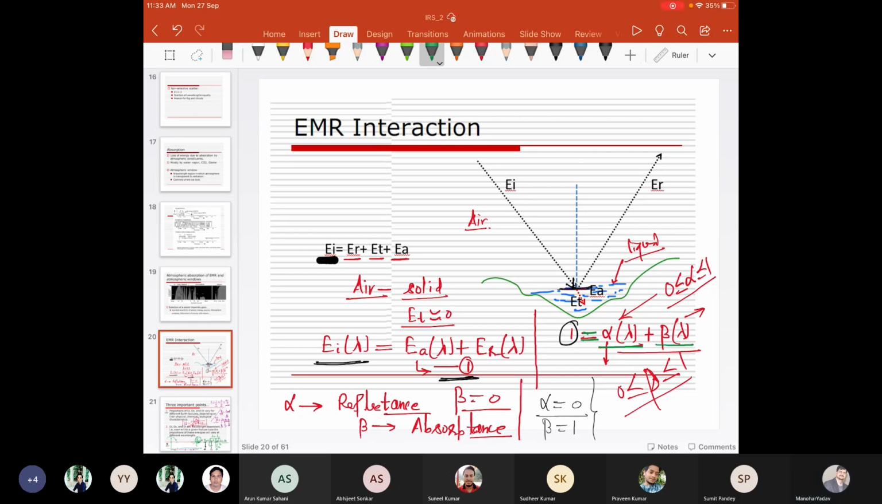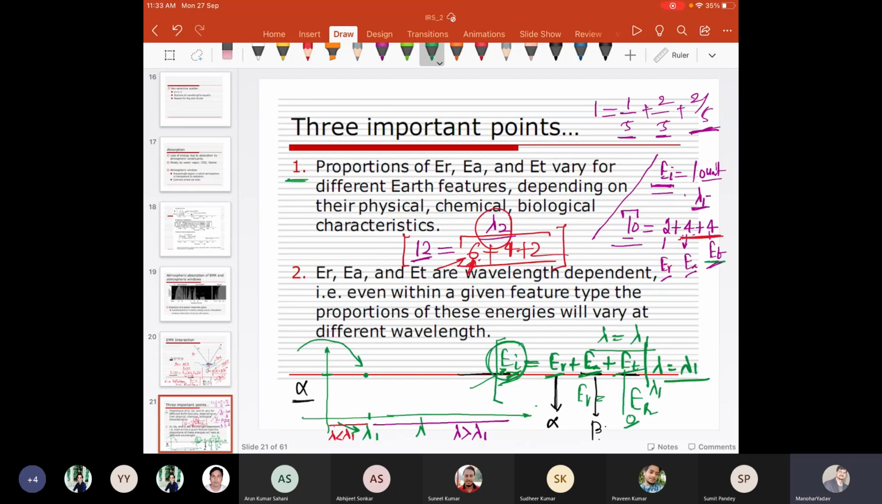And I told you that with respect to point 1, the values of alpha and beta change with respect to wavelength. Why is it so?